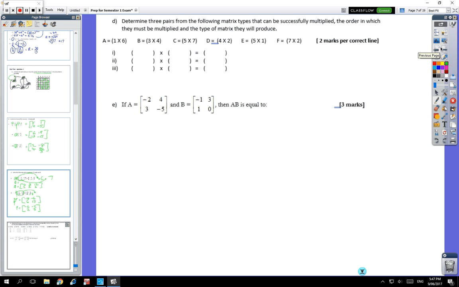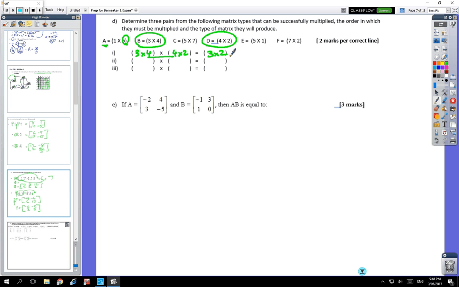Okay, determine 3 pairs from the following matrix types that can be multiplied, the order in which they must be multiplied, and the type of matrix they will produce. Okay, so for instance, if A is going to be multiplied by anything, we need something with a 6 out the front, and there are no 6s, so A can't be the first letter. A can't be first, but A could be second. Looking here, I've got B and D, so I've got a 3 by 4 and a 4 by 2, so the 4s match up, and so the answer will be a 3 by 2.